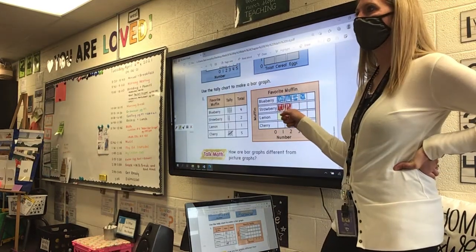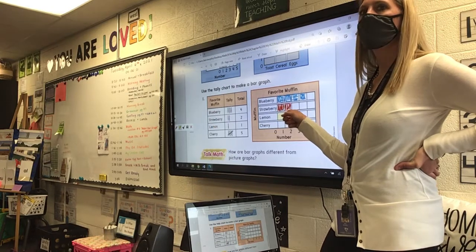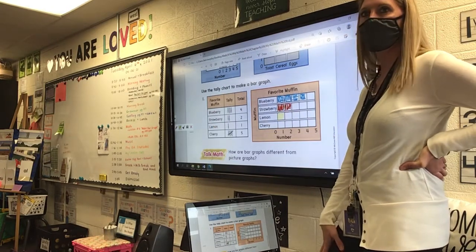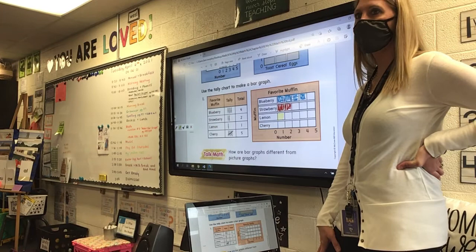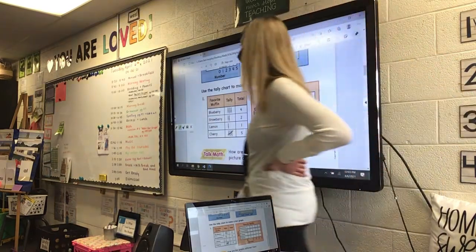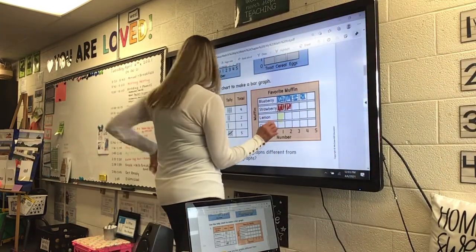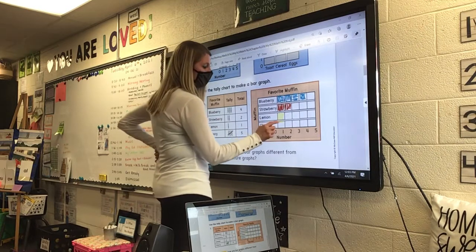You want to read the next one, Mila? Lewis, what's the last one? Cherry. And Lewis, how many like cherry? 5. So we're going to color in 5 bars or boxes.